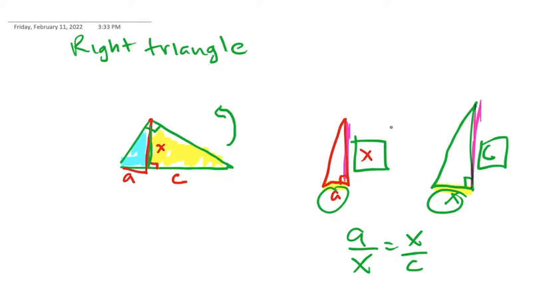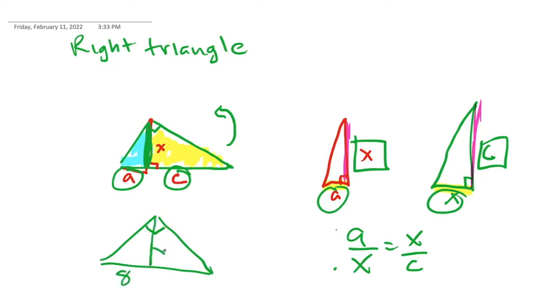But instead of redrawing and pulling these out the way we did, we just learned a pattern. A over the middle one, the altitude, equals the altitude again over the other side. A over X equals X over C. So let's see how that would look in a real problem.